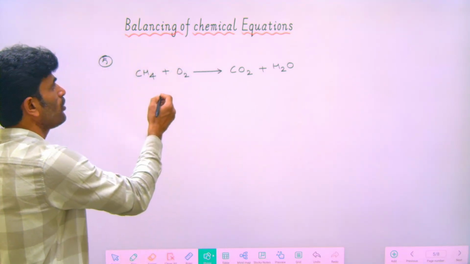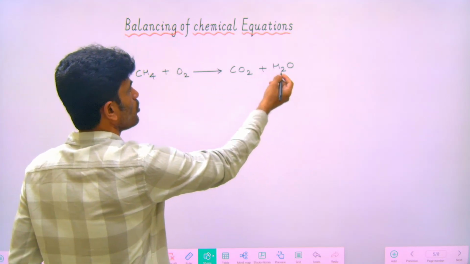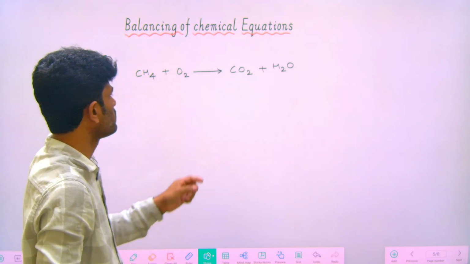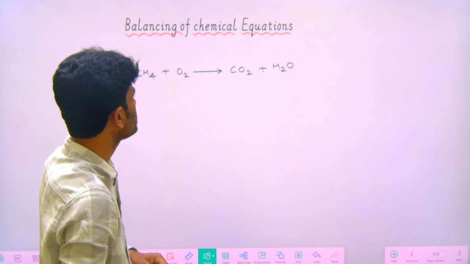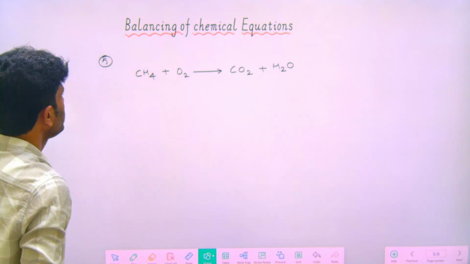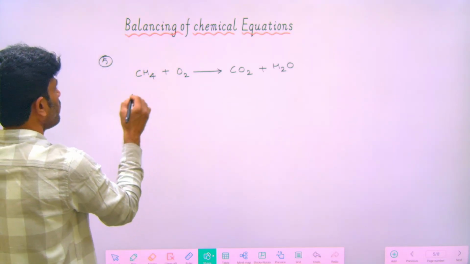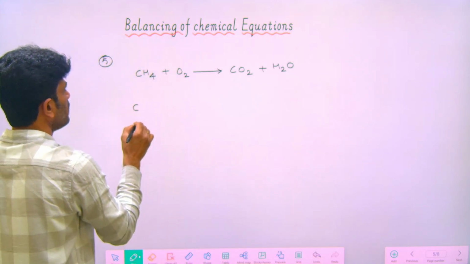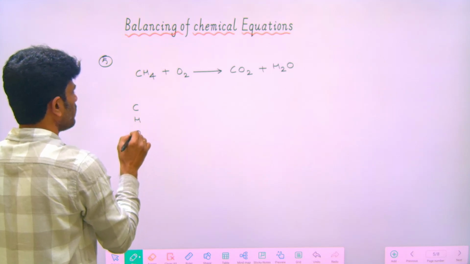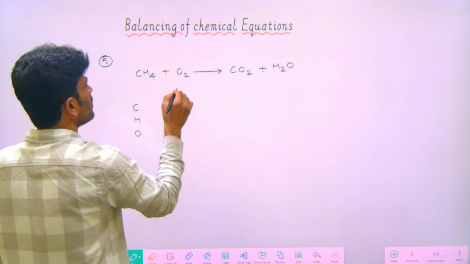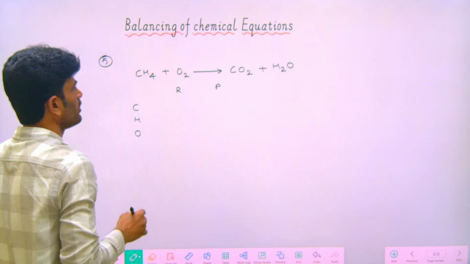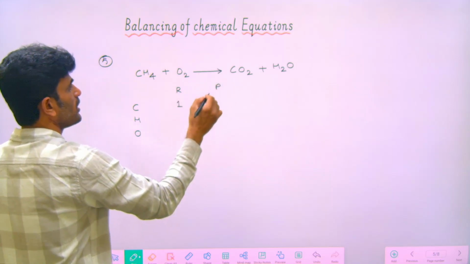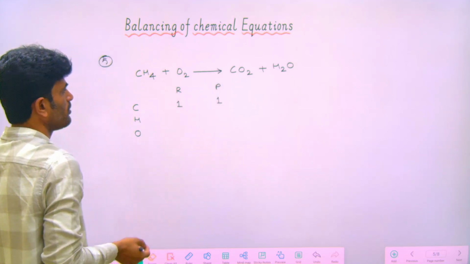CH4 plus O2 gives rise to CO2 plus H2O. It is methane. Methane plus oxygen gives rise to carbon dioxide plus water. So here we have three different atoms: carbon, hydrogen, oxygen. We have to find how many we have on the reactant side and the product side. Reactant side, how many carbons are there? Only one carbon. Product side, how many? Only one carbon. Carbon atoms are already balanced.